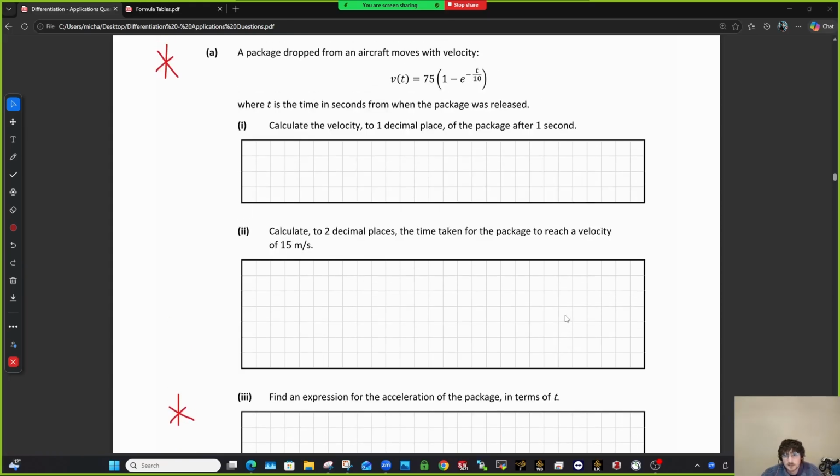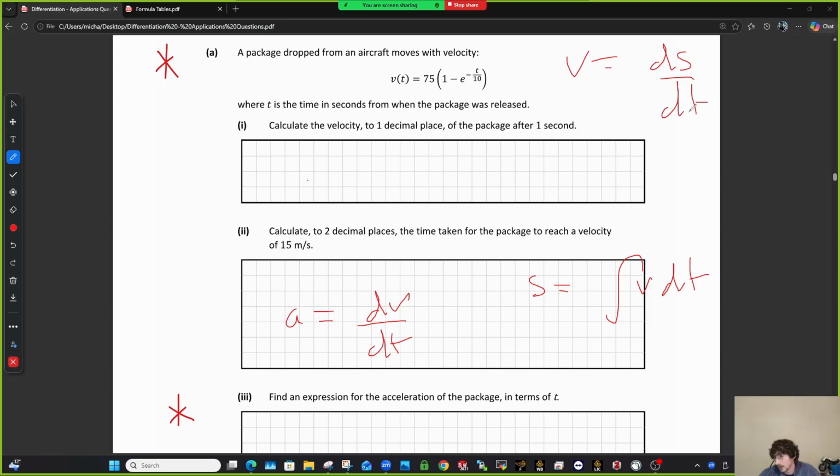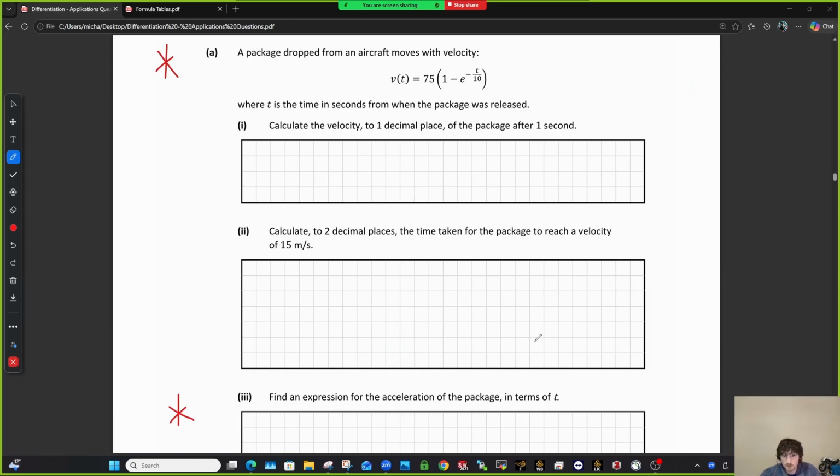Find an expression for the acceleration. So we should all know that acceleration is dv/dt. And if you want displacement, displacement would be the integral of v with respect to t. And if you had displacement and you wanted v, v would be equal to ds/dt. Now you should know all of that, so I'm just reminding you of this. I'm not going to go through it, but there are things you should know. Anyways, we're asked for acceleration here, so we've got to take a derivative.